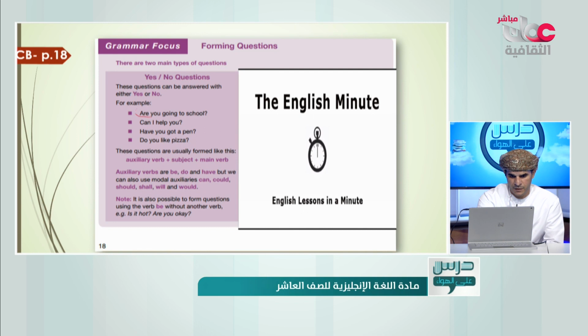We start with helping verbs or modal auxiliaries, some modals like can, should. Okay, mainly with the helping verbs and modals. These questions are usually formed like this: auxiliary verb plus subject plus main verb. Subject, you know the subject: I, we, you, they, he, she, it. Plus the main verb: help, got, going to, like, etc. Auxiliary verbs are what? Be, do, and have. But we can also use modal auxiliaries like can, could, should, shall, will, and would.